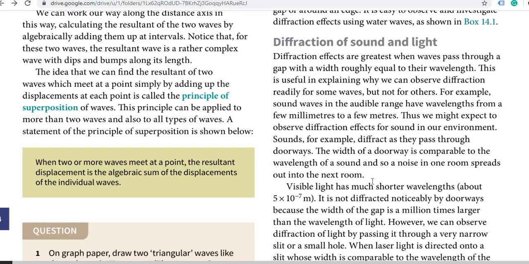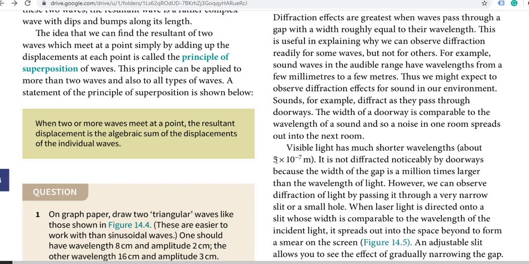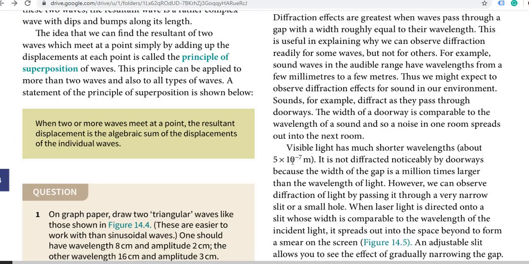Now in the case of light, you can see the wavelength is about this much. I told you before, when we were learning the previous chapter, you have to know the wavelengths of the waves in the electromagnetic spectrum. Visible light is one part. So visible light, the wavelengths are from 400 to 700 nanometers. So you have to remember those wavelengths. Visible light has much shorter wavelength also. For diffraction to occur, the size of the gap has to be this small.